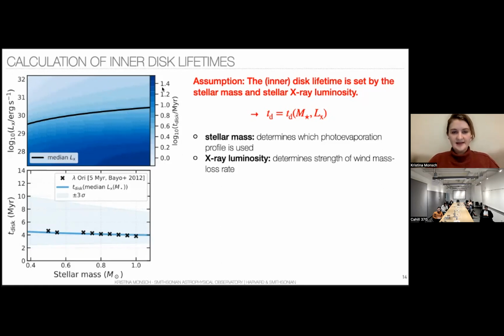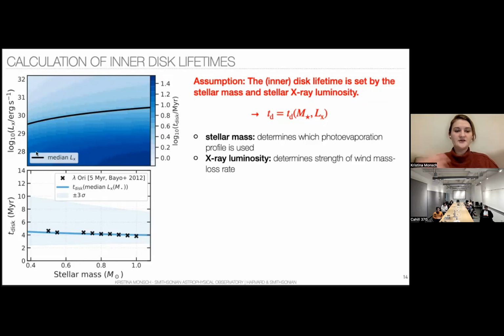Long means like 10 to 20 million years. And you see that for high X-ray luminosities, you get short disk lifetimes, while for low X-ray luminosities, you have longer ones. And higher stellar masses tend to have longer lived disks than, sorry, it's the other way around. But before I'm confusing myself, the main effect of the disk lifetime is, the disk lifetime mostly depends on the X-ray luminosity.